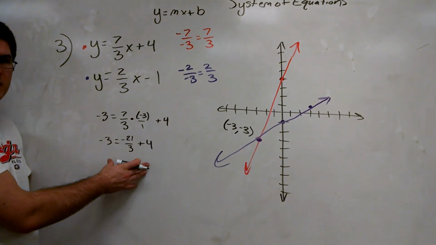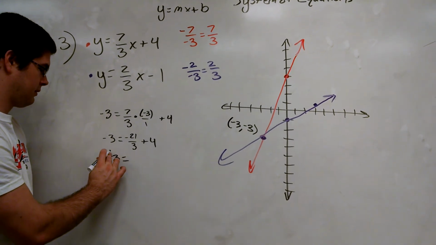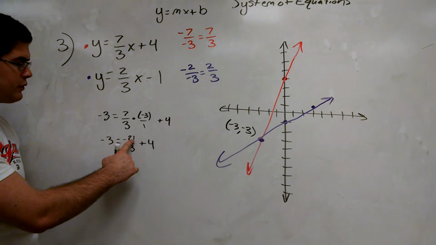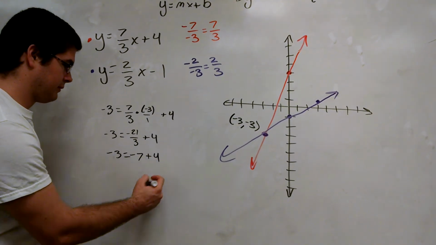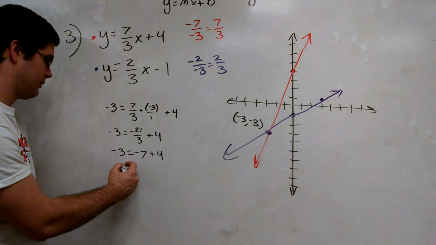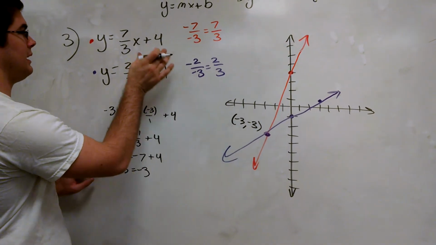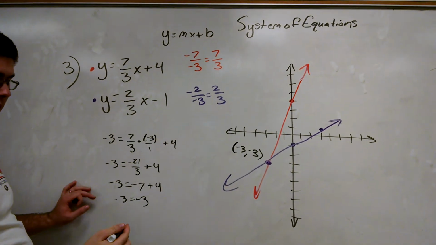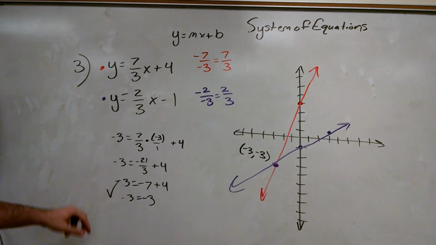Okay, hopefully, is this visible? Okay. And so then we have negative 3 equals negative 21 divided by 3 is negative 7 plus 4. And negative 7 plus 4 does give me negative 3. So basically what I'm doing is checking to see if plugging this in gives me a true statement. And negative 3 does equal negative 3. So that's a true statement. Okay. So I've checked the first one. Now I need to check the second one.